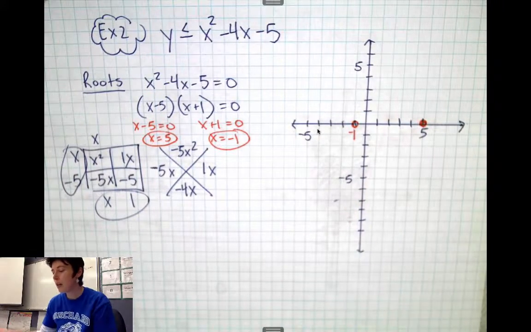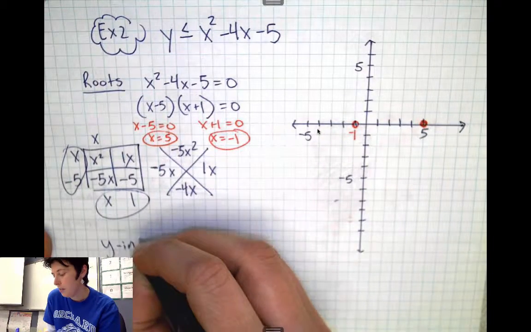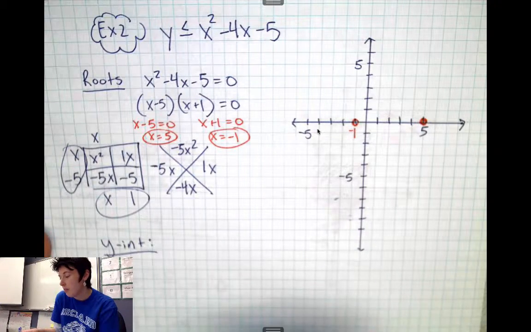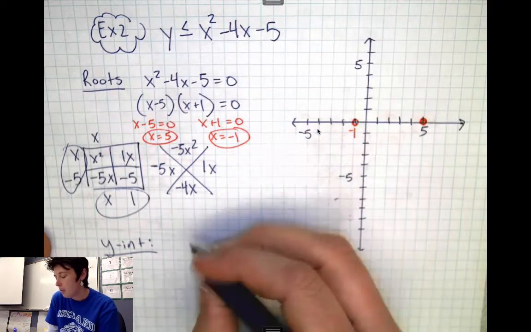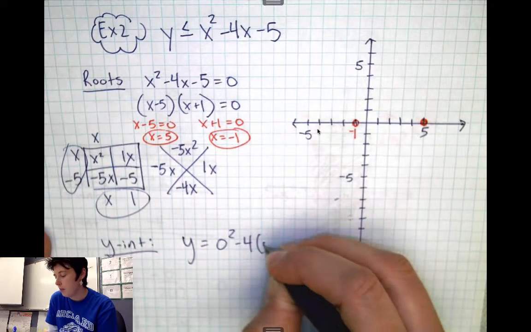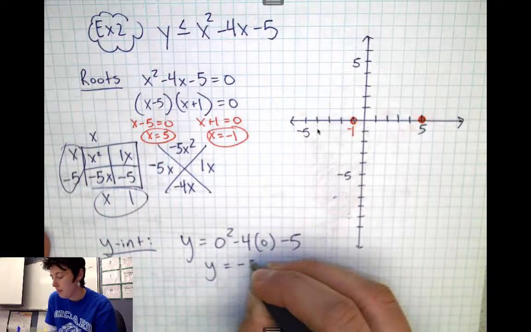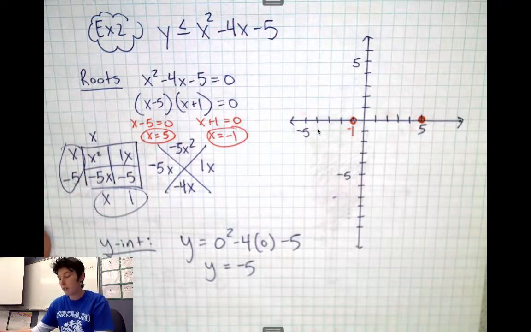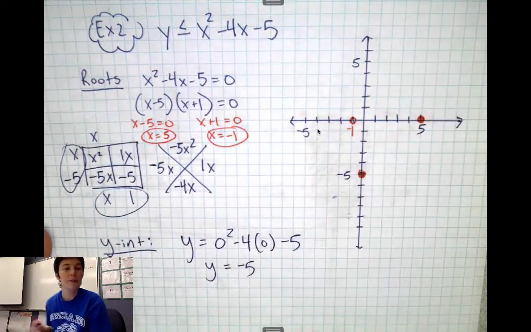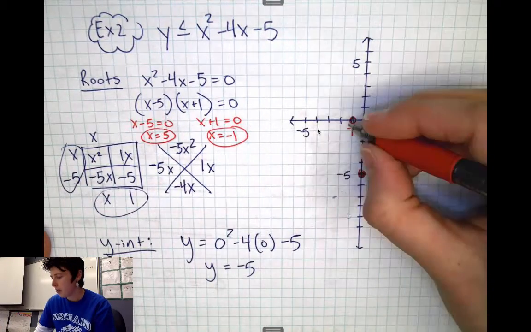All right, what about the y-intercept? These are the x-intercepts. Let's talk y-intercepts here. Y-intercept's kind of fast. You can pretty much do it in your head. You're going to put 0 in for the x's. So y equals 0 squared minus 4 times 0 minus 5. So y is going to equal negative 5, meaning that my y-intercept is down here at negative 5. So I have that one that I can look at. Okay, so I have 3 pretty good points on the graph.